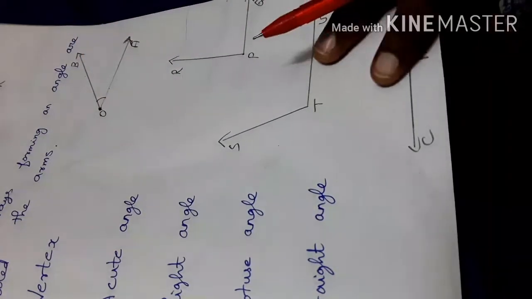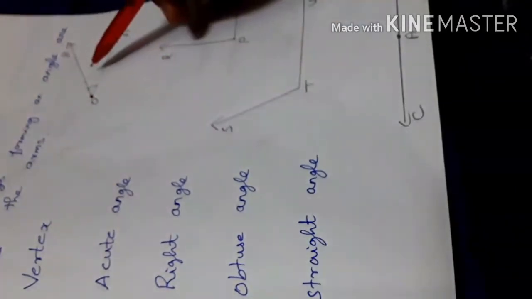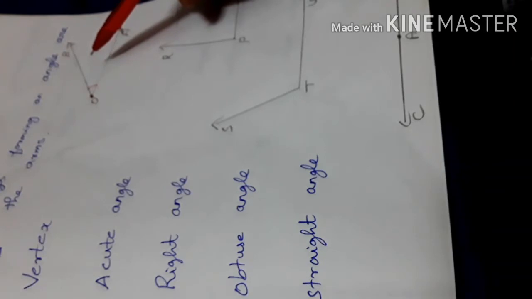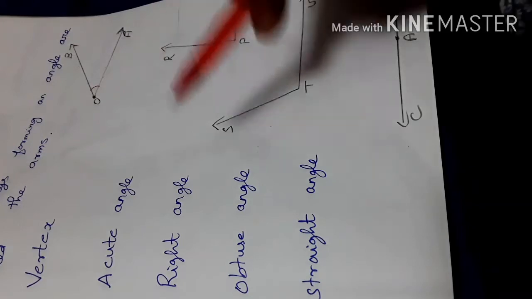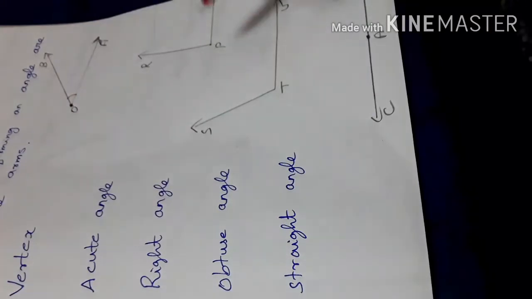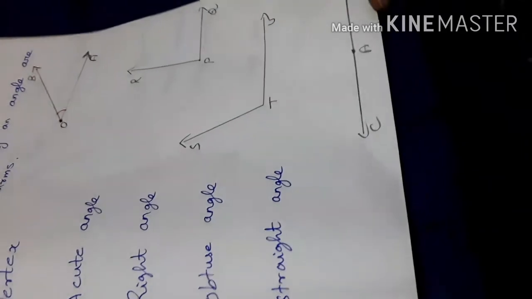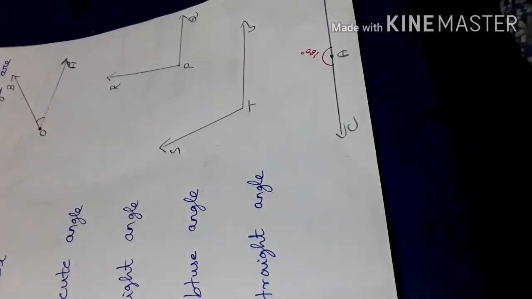Now we are going to see the types of angles. You know that. What is an acute angle? An acute angle measures less than 90 degrees. Next, right angle. When the angle is exactly 90 degrees, it is called a right angle. Next, obtuse angle. When an angle measures more than 90 degrees, it is called an obtuse angle. Next, straight angle. You know that 180 degrees is called a straight angle.